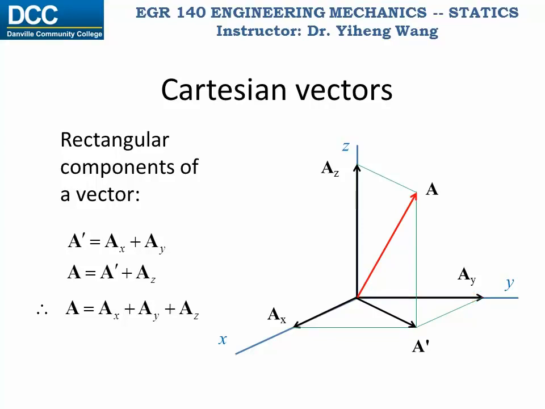We can prove that A equals AX plus AY plus AZ, and therefore AX, AY, and AZ are the three rectangular components of vector A.